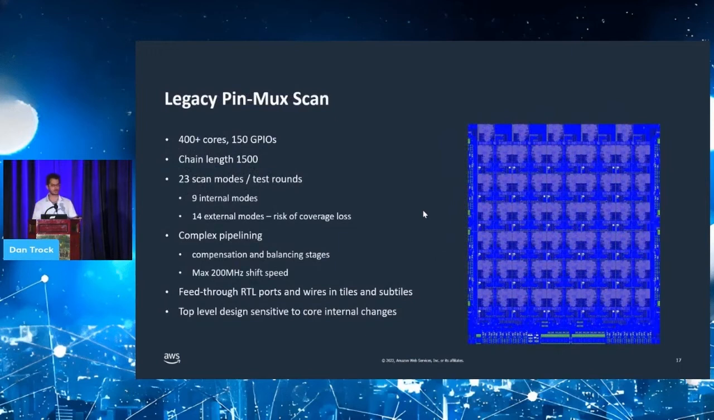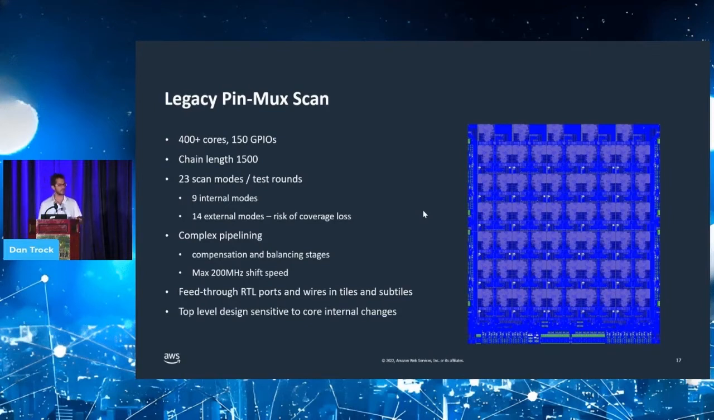So let's take a closer look at this chip. We have more than 400 cores here. We were able to fit 150 GPIO into it. It's not bad, but it's definitely not the 1,000+ I/O that we used to have in the previous generations of the design. So the first thing we did was increase the chain length from 300 to 1500. This is to reduce the number of EDT channel inputs and outputs that we need to drive and observe in the chip, and to try to manage it better with the few I/O that we have in this chip.